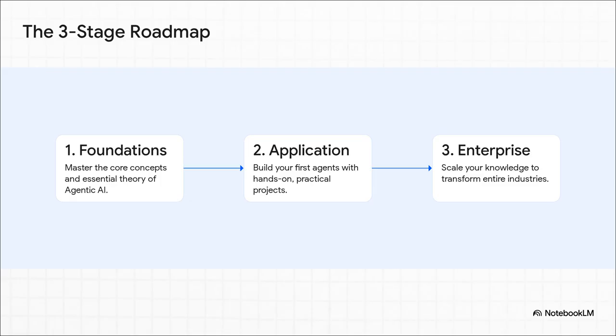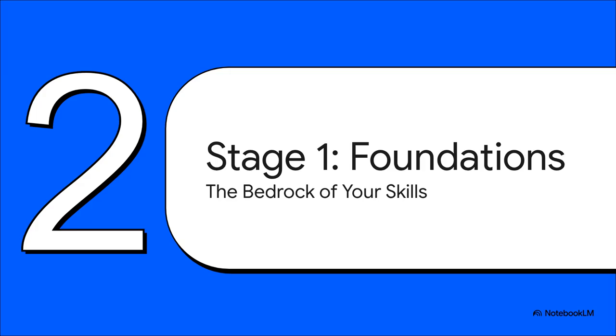So we've broken this entire path down into 3 simple, clear stages. First up, foundations. You gotta master the core concepts. Then, stage 2 is application. This is where you actually get your hands dirty and build your first agents. And finally, stage 3, specialization. We're gonna scale up and see how this stuff is being used in the enterprise. Foundations, application, specialization. That's it. That's the roadmap.